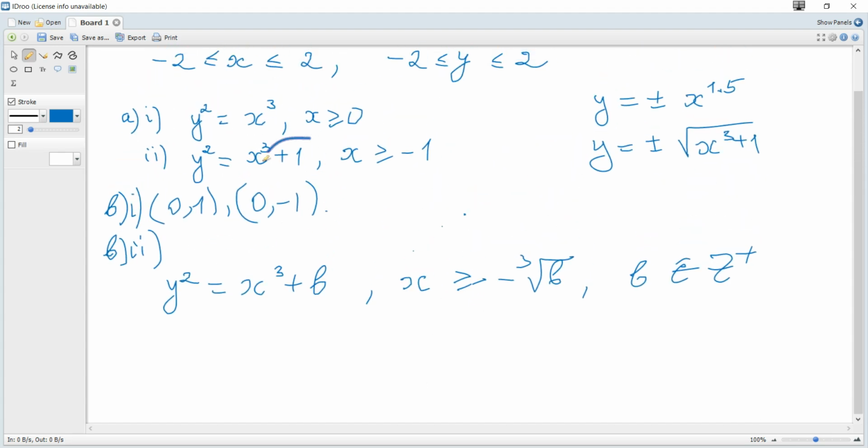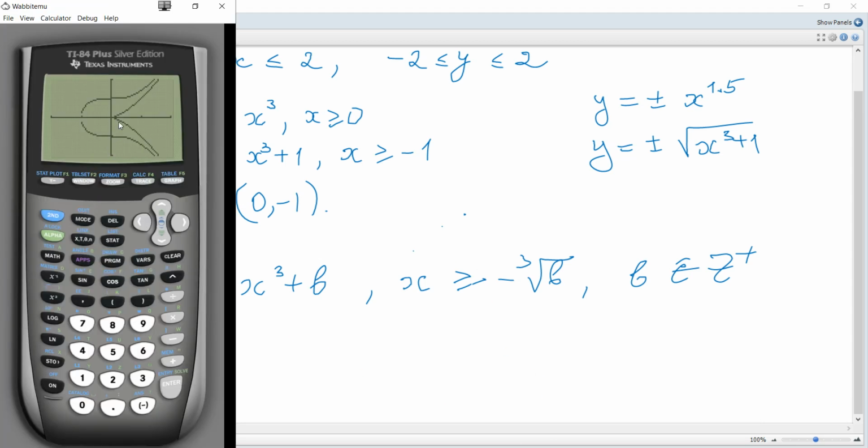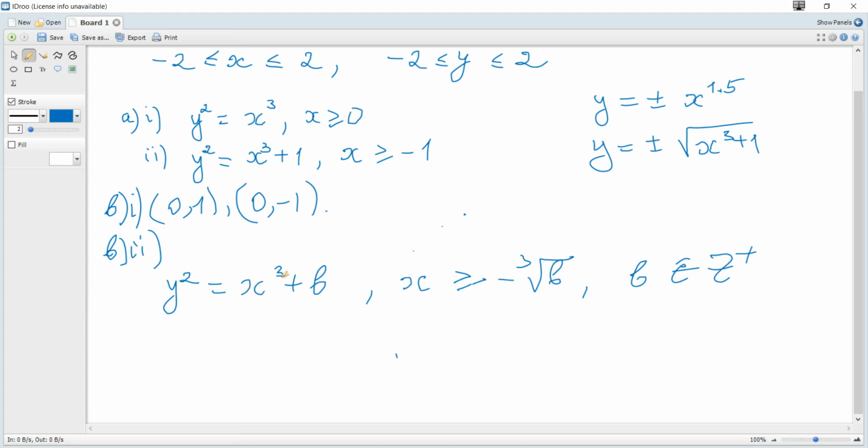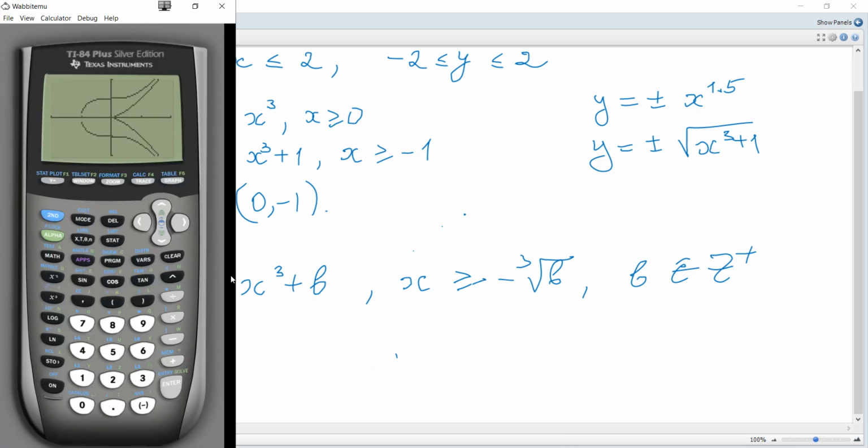It means that if we consider here b to be general instead of 1, we can deduce that we will get absolutely the same curve, but the coordinates of these points will be different in terms of b. You can deduce that the x-intercept will be negative cube root of b, and the y-intercept, when x is 0, y is plus minus square root of b, but the shape of this curve will remain the same.